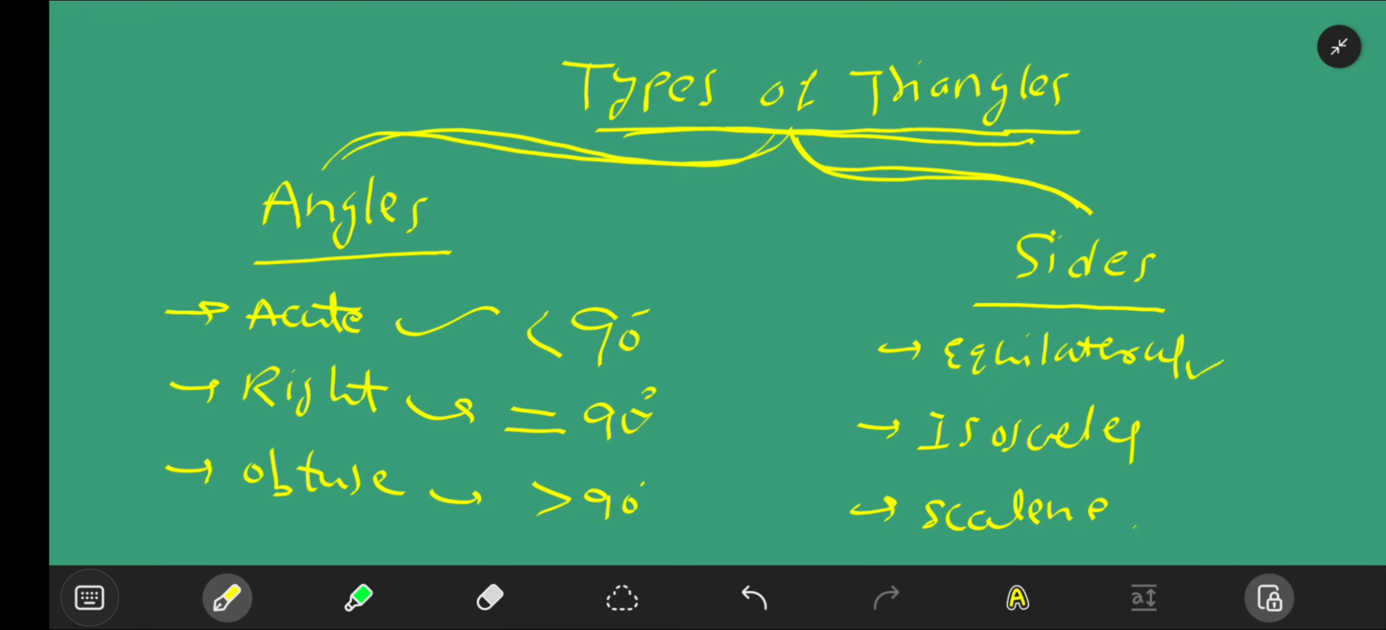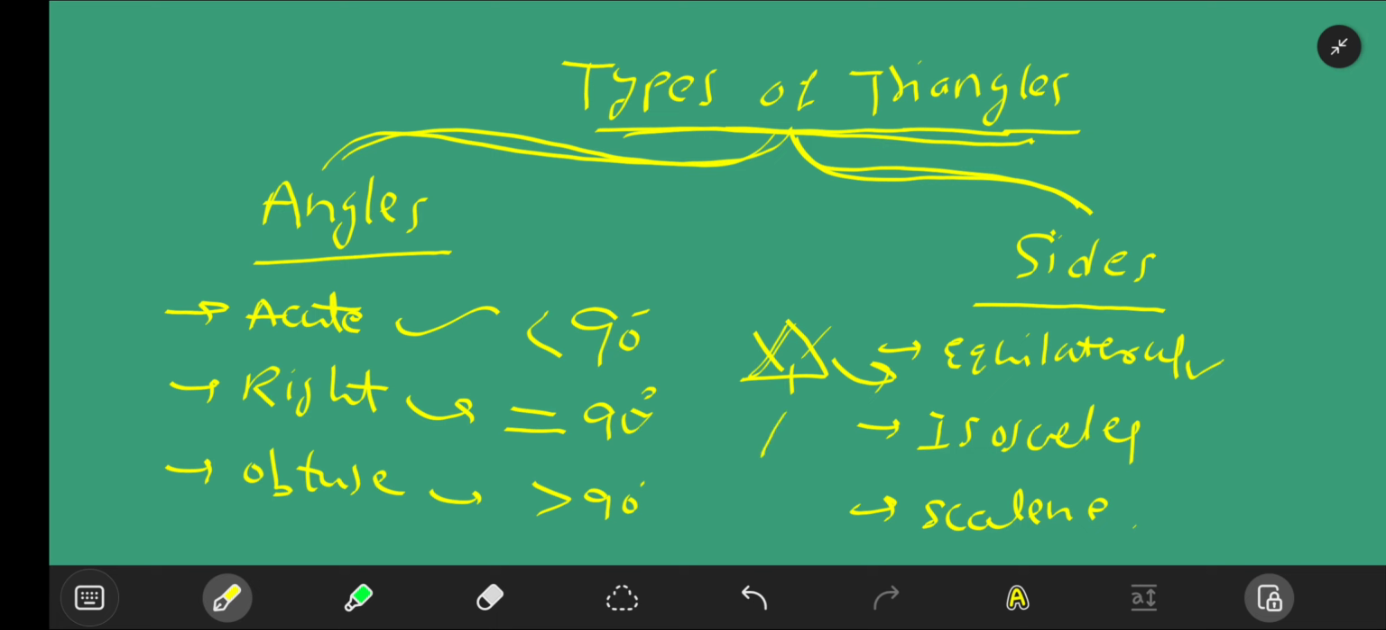And equilateral triangle means all sides must be equal, all three sides of equal lengths. This is the triangle. Suppose this length, this length, this length, these three lengths must be equal. Then that type of triangle is called equilateral triangle.